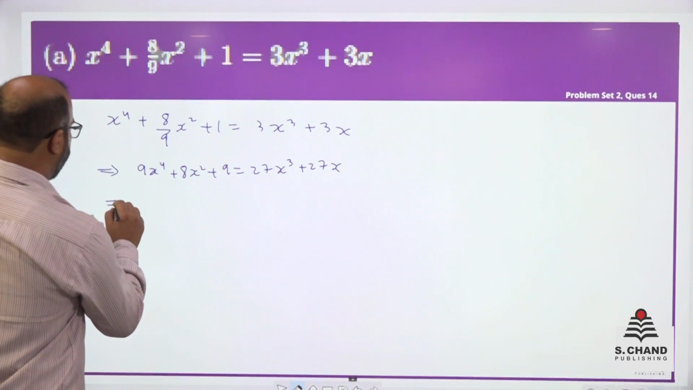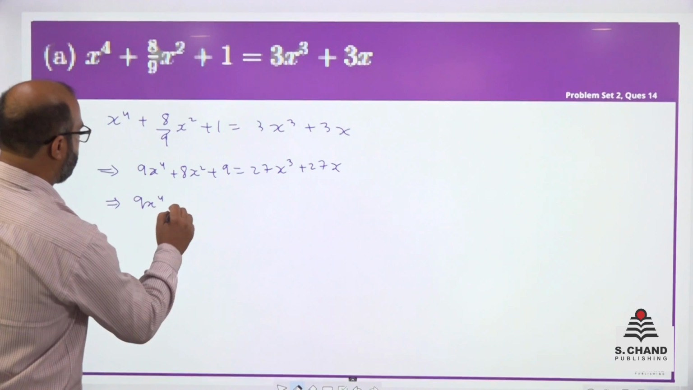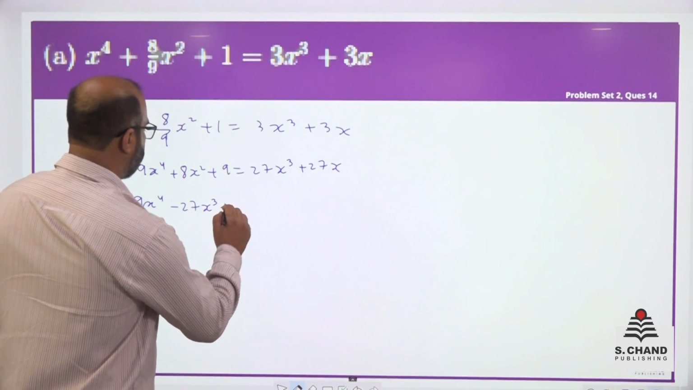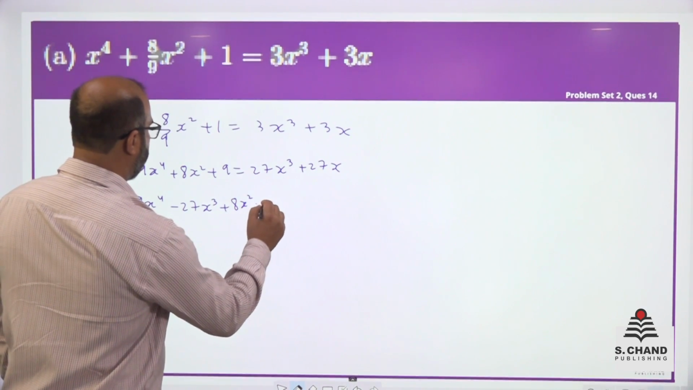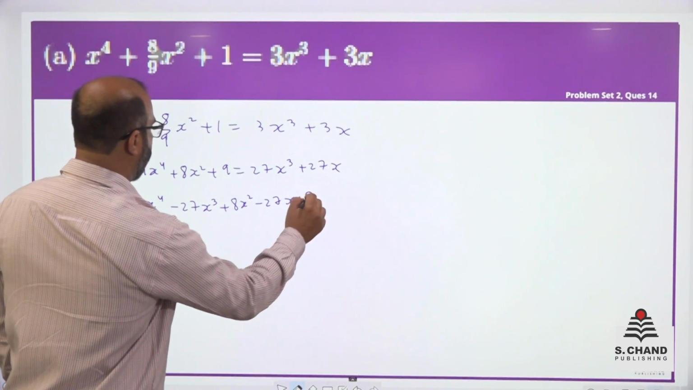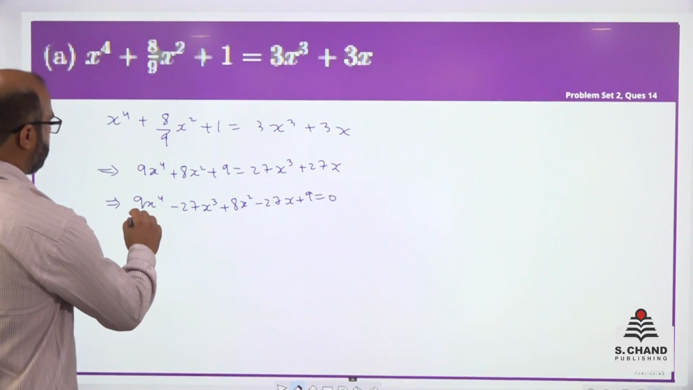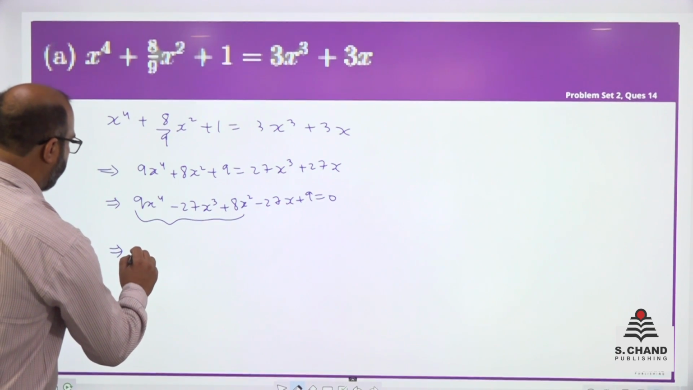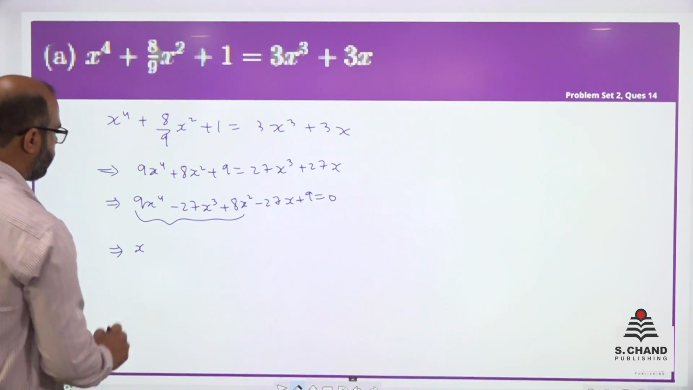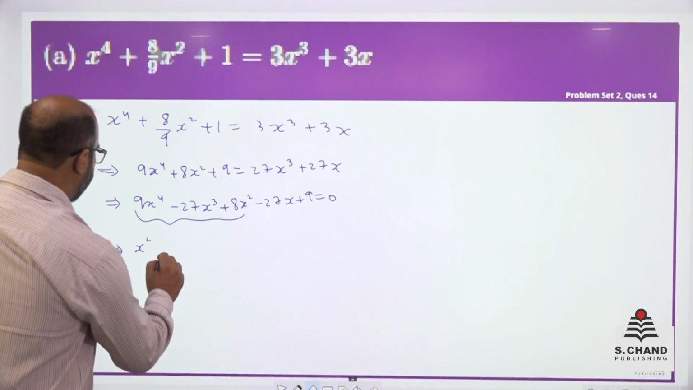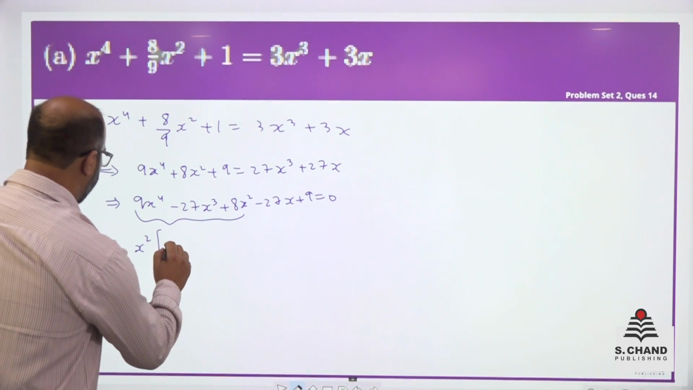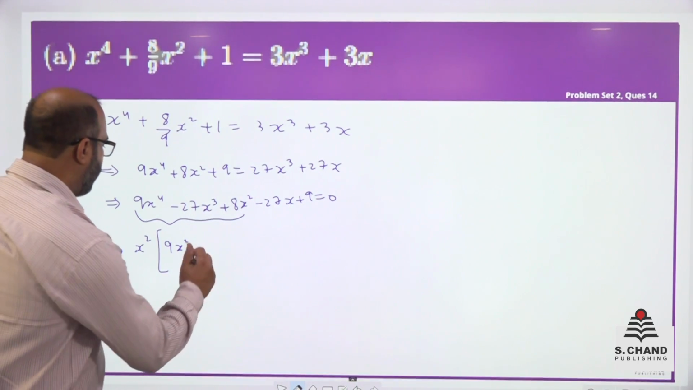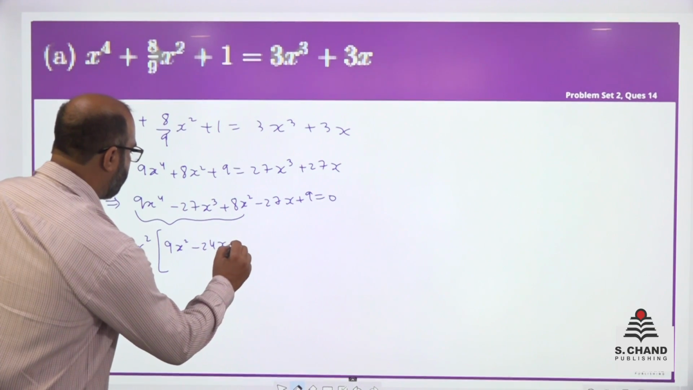Now let us take on one side 9x to the power 4 minus 27x cube. This is a biquadratic, plus 8x square minus 27x plus 9 equal to 0. Now let us consider these three terms. First of all, you can take x square as common, and inside you can take 9x square and 27x cube. So I will write it as minus 24x minus 3x.